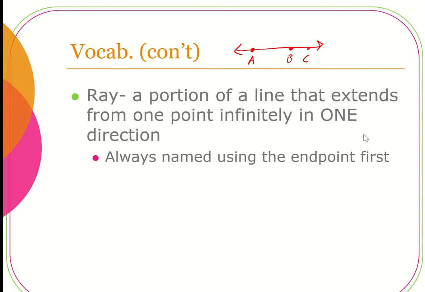One is ray AC. Now we always name a ray using the endpoint first. This has an endpoint at A, and it goes on forever through C. And we put, what do you think we put over top of this? A little mini ray, like that. Okay. There's another one on here. There's ray BC.